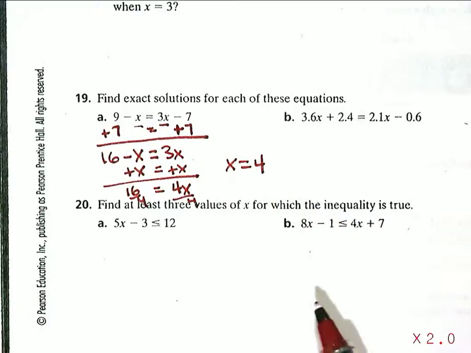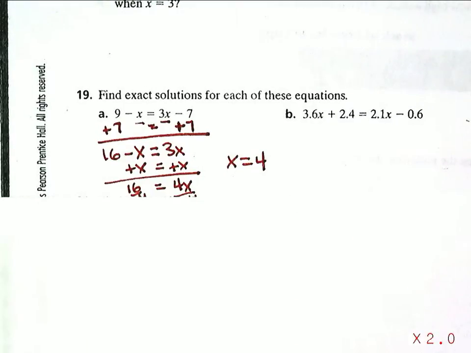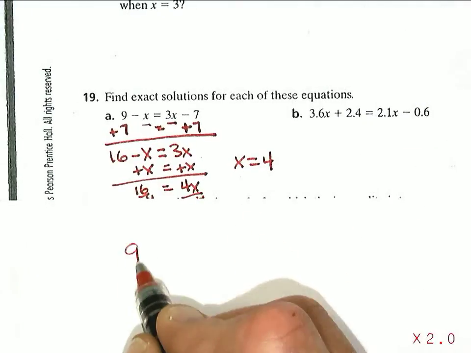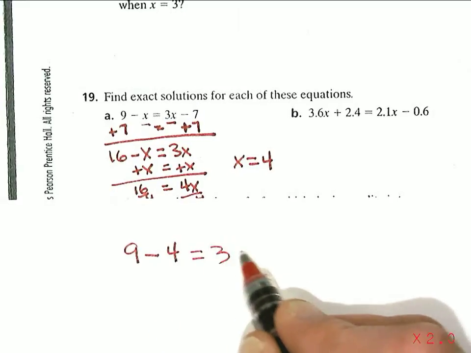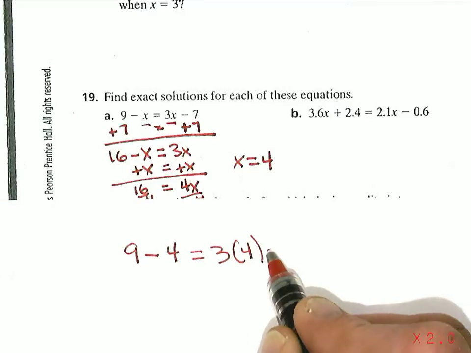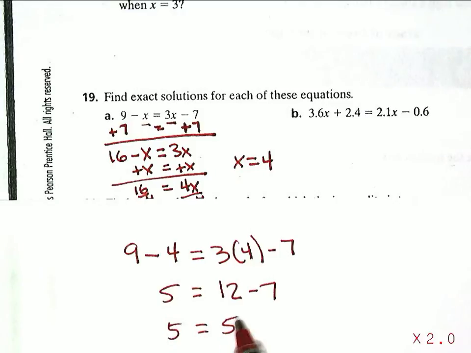And I can check this problem. I can actually take that x equals 4, and I can just go ahead and say 9 minus 4, that's the x, equals 3 times 4 minus 7. See if that's true. 9 minus 4 is 5. 4 times 3 is 12 minus 7. So does 5 equal 12 minus 7? Yes, it does. 5 equals 5. So that solution for x worked.